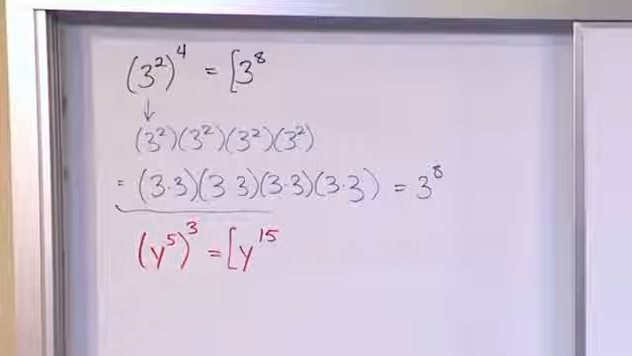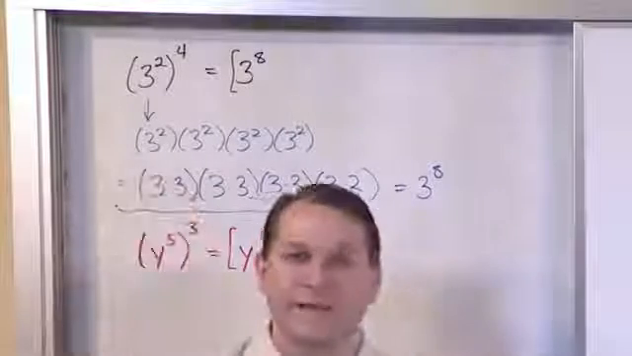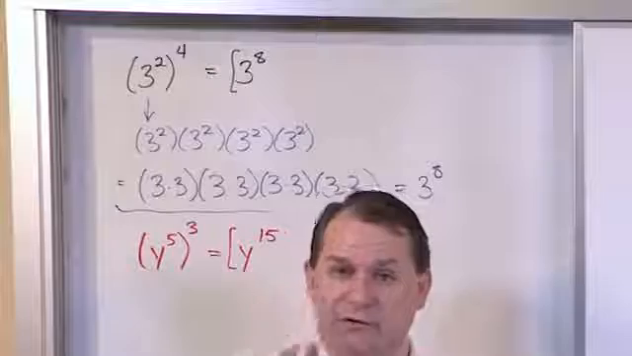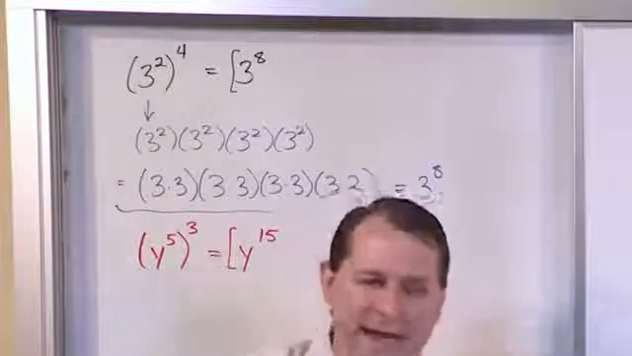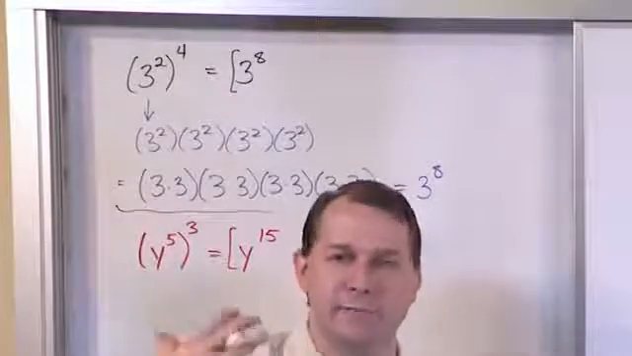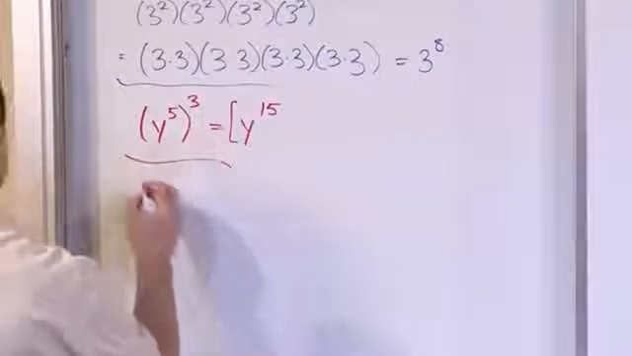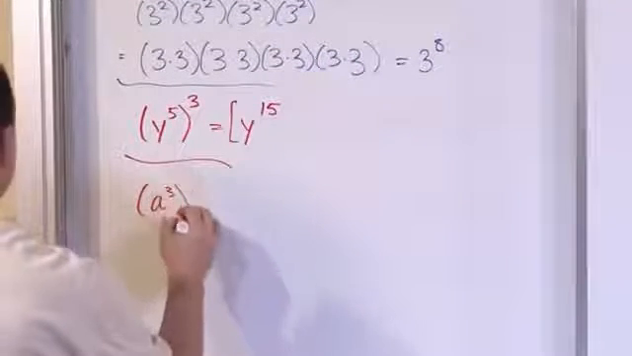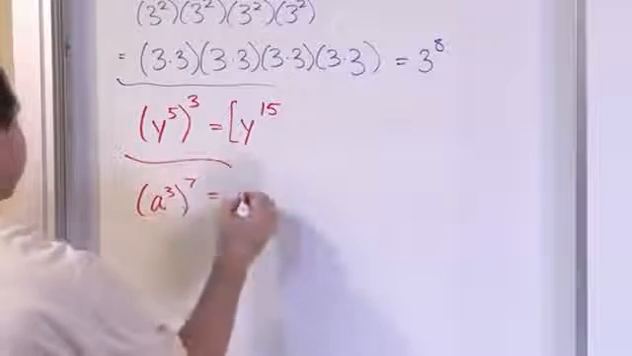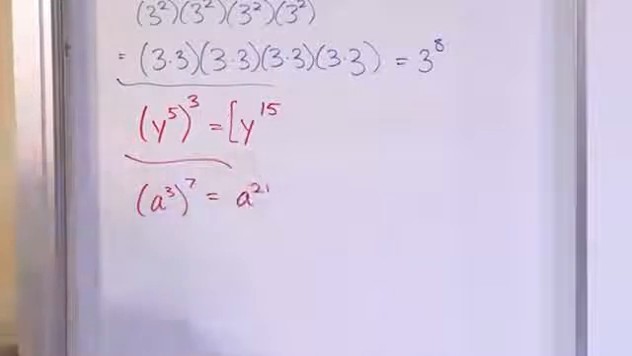You multiply the exponents. So the bottom line is, sometimes you add exponents if the two terms are multiplied together, but if you have a power raised to another power, you have to multiply the exponents. All right, what if we have a to the 3rd power raised to the 7th power? 3 times 7 is 21.